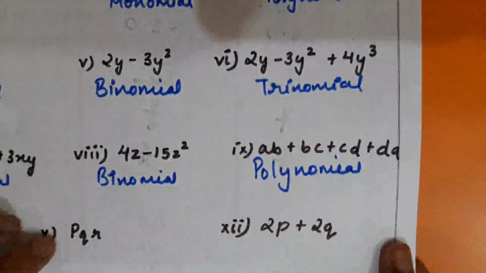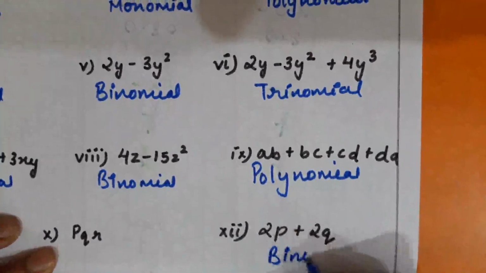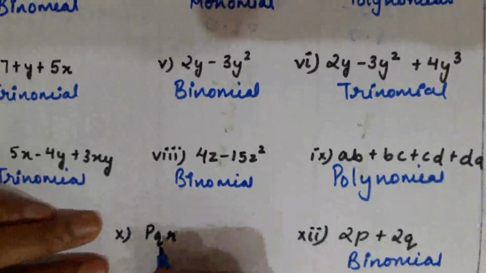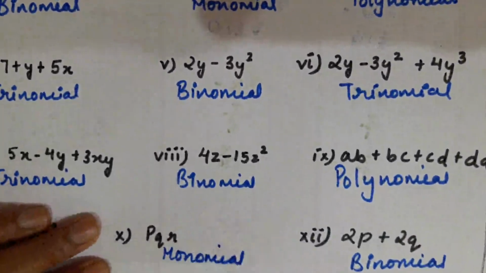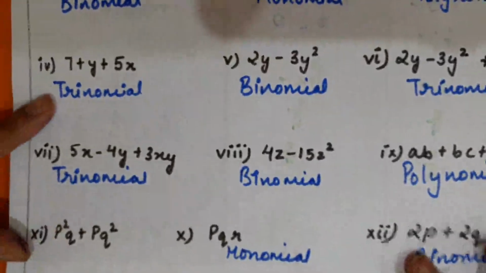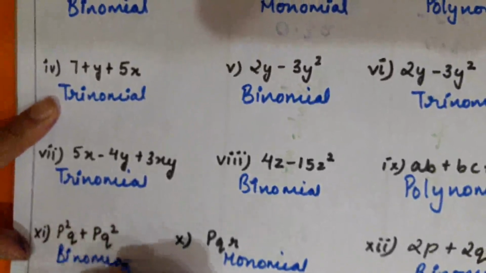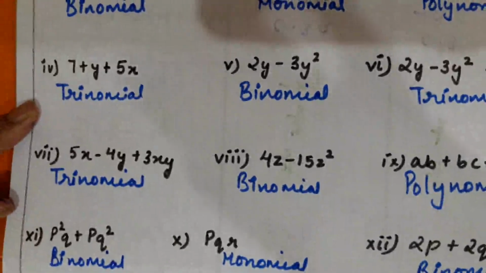See the last part, 1 2, 2 terms are there, it is a binomial. Now next is PQR. PQR is only one term, so this will be your monomial. Now the last part, 1 2, 2 terms are there, so this is the example of binomial. So in this way you can categorize the polynomials. Okay, let's move to the next question.